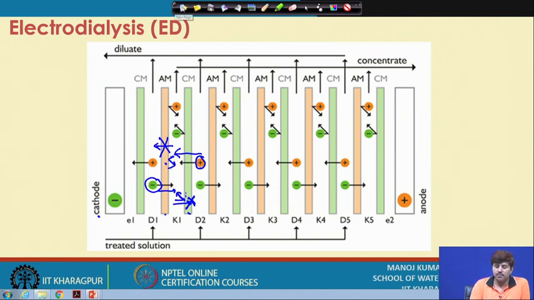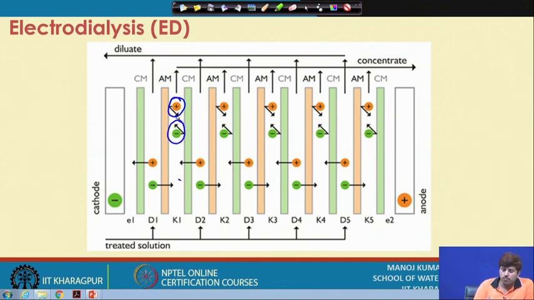So, what happens eventually is that your anions have passed through this channel, and cations have passed through this channel. Now, because cations cannot go there, they will be rejected and remain in this one. Similarly, your anions cannot pass through the cationic membrane, so they will also be rejected and remain in this one. So, in this channel the water that you get will have a higher concentration of cations and anions, okay, because your cations and anions have passed through this system.